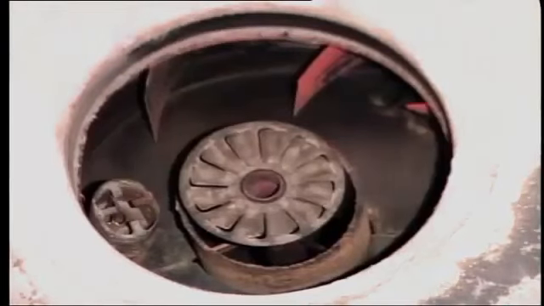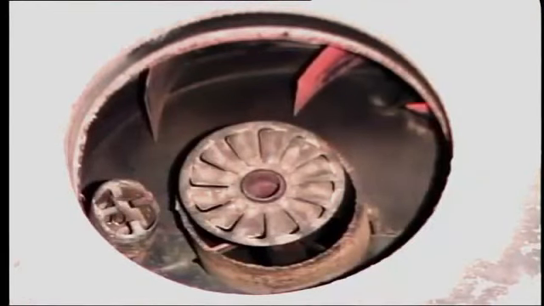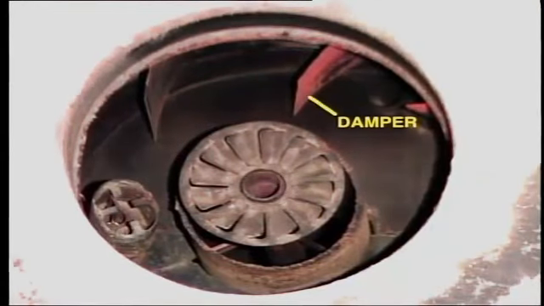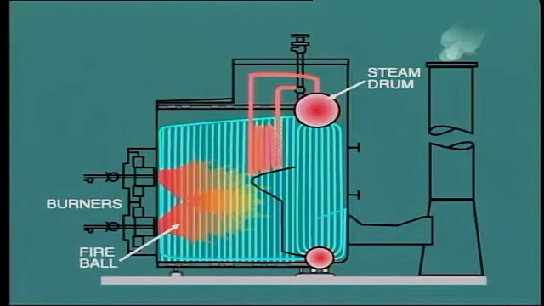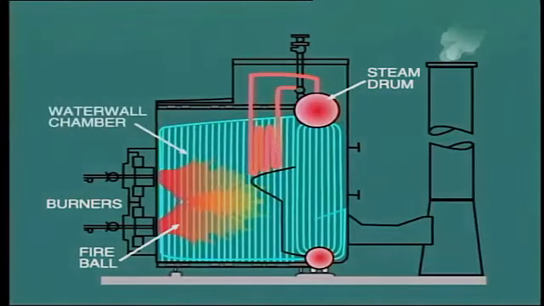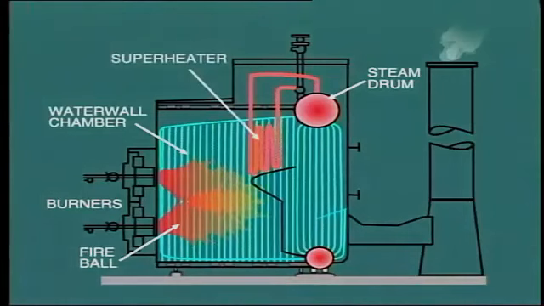Now, this total quantity of air may be delivered into the furnace via several different routes, depending upon the type of firing employed. In this oil-fired boiler, air is admitted into the furnace from a wind box through adjustable dampers around the burners. Once in the furnace, air mixes with the fuel to create combustion. The resultant combustion gas flows through the water wall chamber and across the superheater bank, and of course, reheaters if installed.